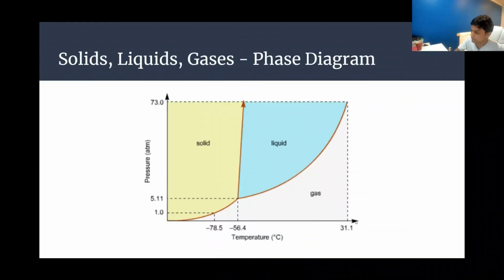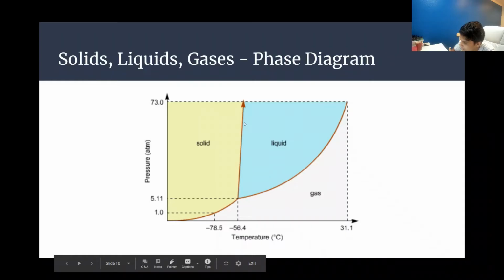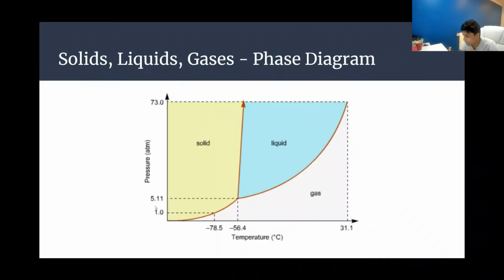So solids, liquids, and gases: the phase diagram. The phase diagram shows you what state of matter you will have based on the pressure and temperature. So you can have solid, liquid, or gas. Essentially, the boundaries over here show the temperature and pressure where both phases exist in equilibrium.